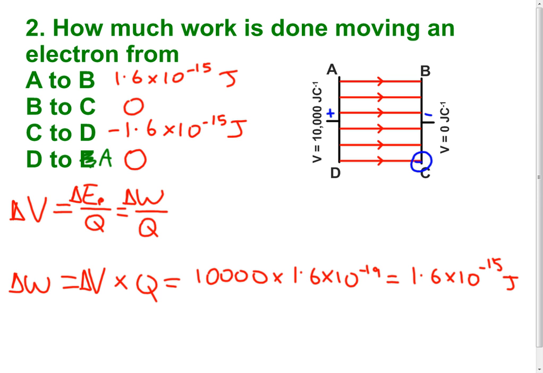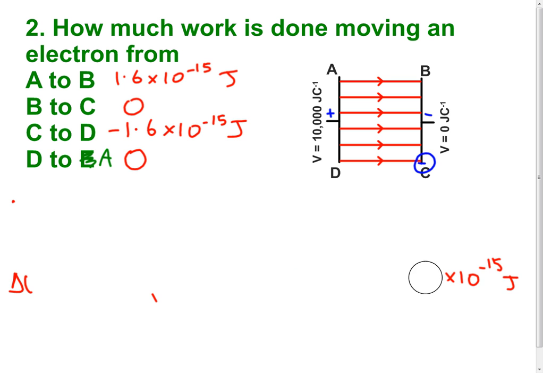have a think. Pause the video again and have a think about how much work you think would be done in moving an electron from A to C. So pause now. Okay, hopefully you've at least given that a bit of thought. Let me just rub some of this stuff out so we haven't got so much confusing stuff on the board.